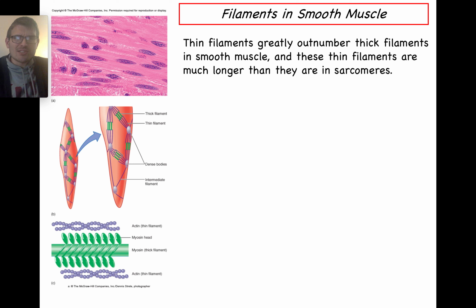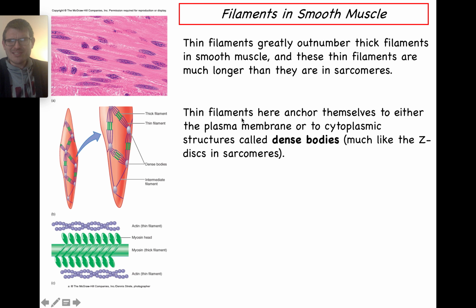Okay, so smooth muscle is weird, right? Smooth muscle is weird. So what we're looking at here is the organization of actin and myosin thick and thin filaments in smooth muscle. And it's weird. I'm just never going to get over how weird it is. So we already said that the organization is not in sarcomeres. So what that means is we don't have any Z discs. So no Z discs anchoring down the thin filaments.